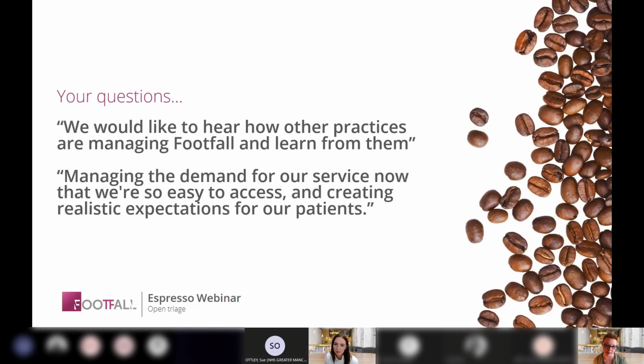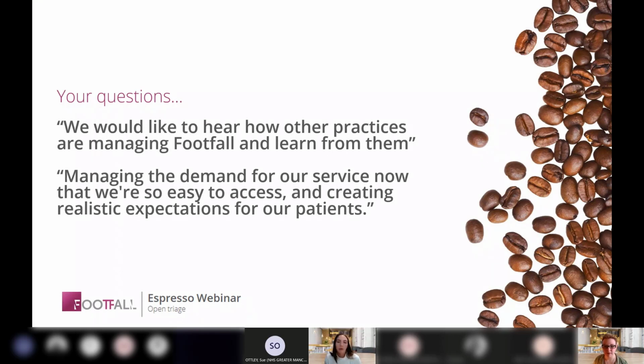Two quite similar queries from two different people. They asked that they'd like to hear how other practices are managing footfall and learn from them, and also how to manage the demand for their service now that they're so easy to access on the website, and creating realistic expectations for the patients. Okay, if anybody else is interested in this topic, we'll go through some of the suggestions that we have here at Silicon Practice.